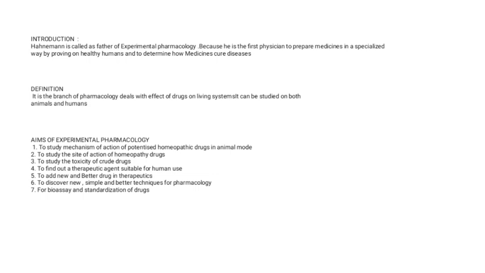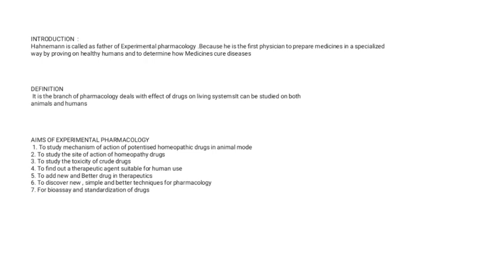Introduction. Hahnemann was called the father of experimental pharmacology because he was the first physician to prepare medicine in a specialized way by proving on healthy humans and to determine how medicines cure disease. The definition: it is the branch of pharmacology that deals with the effect of drugs on living systems and can be studied on both animals and humans.